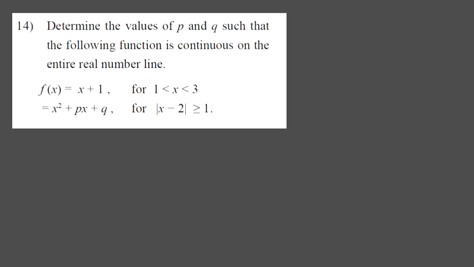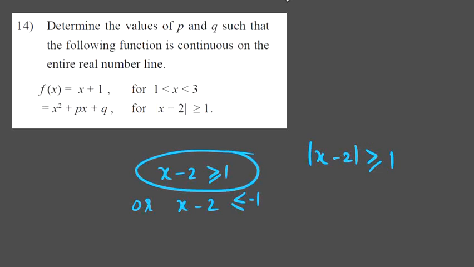With that, we go ahead with the 14th question. You need to determine the values of p and q such that the following function is continuous on the entire real number line. So if this function has to be continuous, we just need to redefine this limit. Mod of x minus 2 greater than equal to 1 means that x minus 2 will be greater than 1, or x minus 2 will be less than minus 1. So there's an equal to sign also along with it. So we have greater than equal to 1 or less than equal to minus 1.